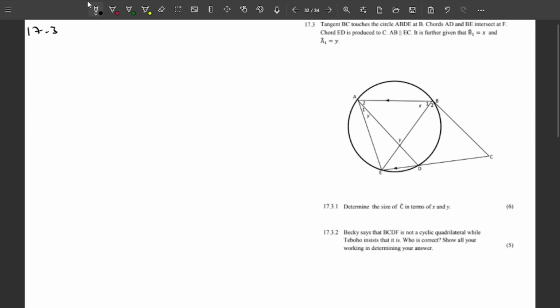It states: tangent BC touches circle ABDE at B, chords AD and BE intersect at F. Now chord ED is produced to C. AB is parallel to EC. It is further given that angle B1 is equal to X and angle A1 is equal to Y. So the first question of the day is: determine the size of angle C. Alright, question 1.7.1. Now, like I always say, we do what we always do, which is to write Dr.